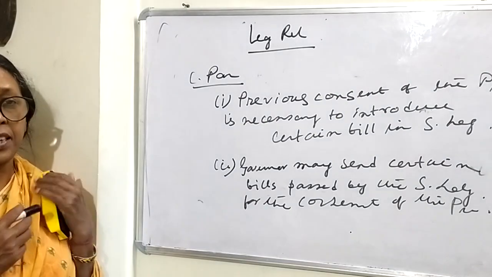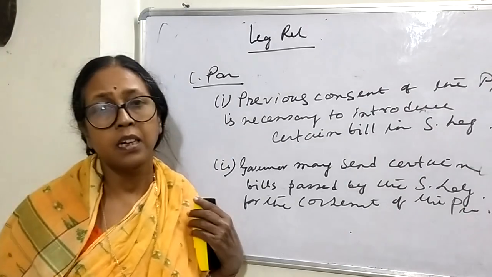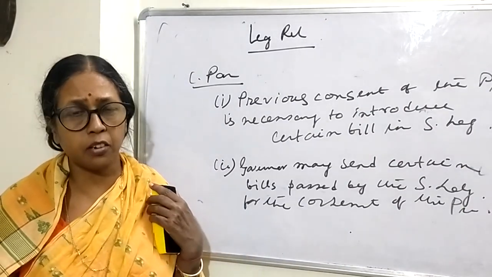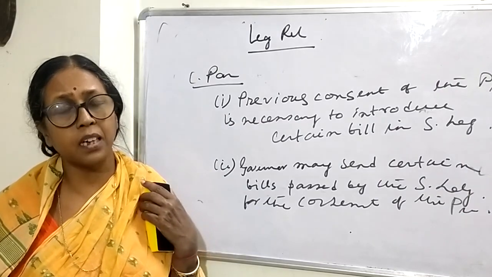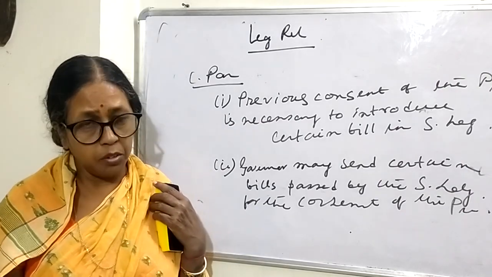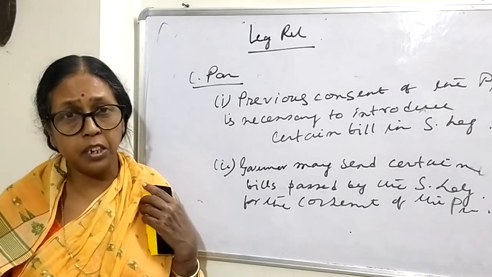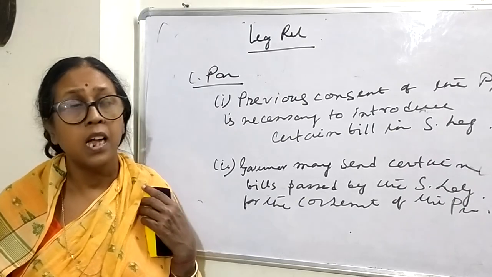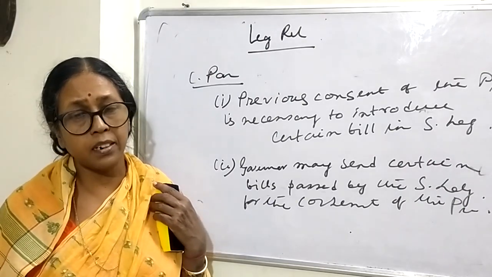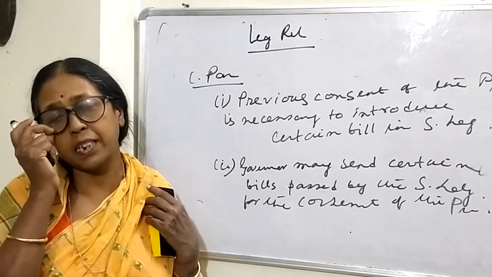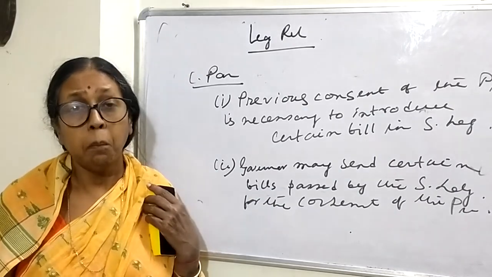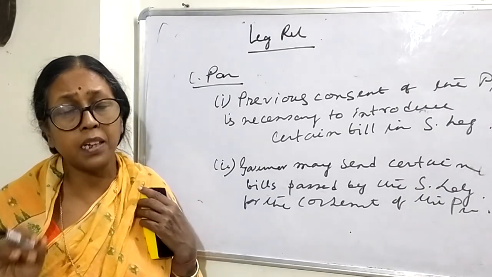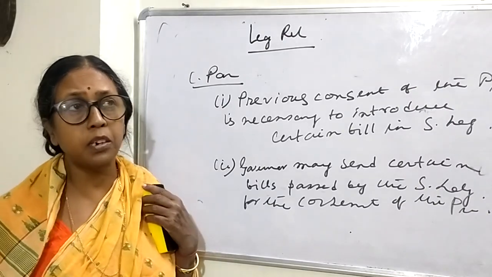How? There are three lists. Again, I am repeating the same thing. There are three lists: union list, state list, and concurrent list. The central government can frame laws on the subjects mentioned in the union list. The state government can frame laws on the subjects mentioned in the state list. And the concurrent list is a joint list. Here both the central government and state government can frame laws, but if both governments frame laws on the same topic, then the law of the central government will prevail.